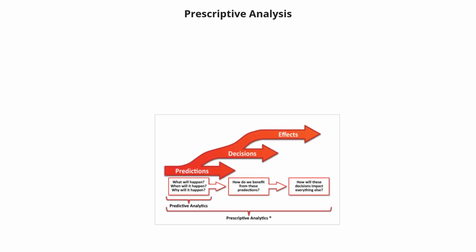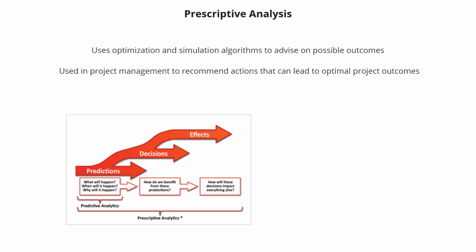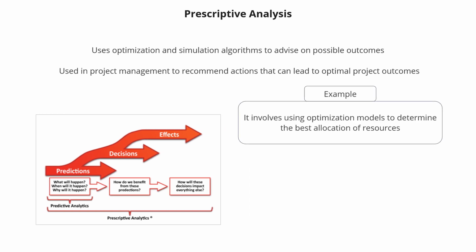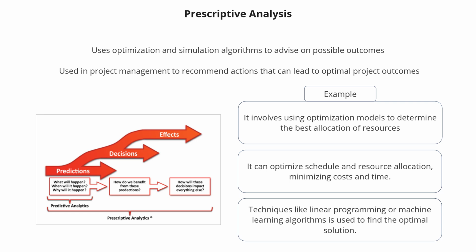Prescriptive analysis is an advanced form of analysis that uses optimization and simulation algorithms to advise on possible outcomes. It is used in project management to recommend actions that can lead to optimal project outcomes. For example, it involves using optimization models to determine the best allocation of resources. For instance, for a project with tasks A, B, and C, each requiring varying time and resources, it can optimize schedule and resource allocation, minimizing costs and time. Techniques like linear programming or machine learning algorithms can be used to find the optimal solution.